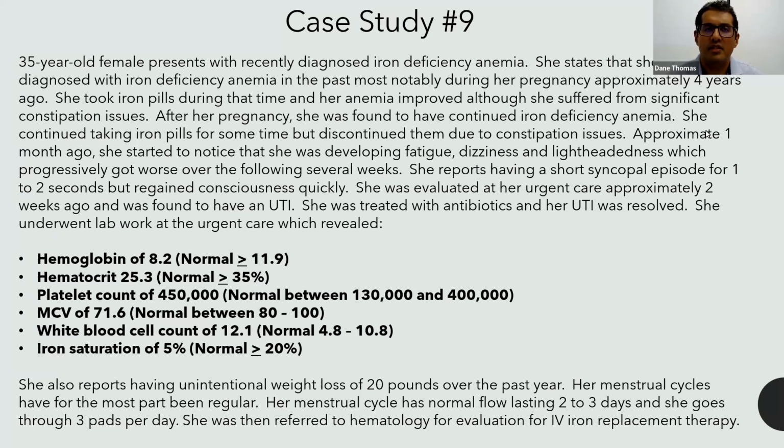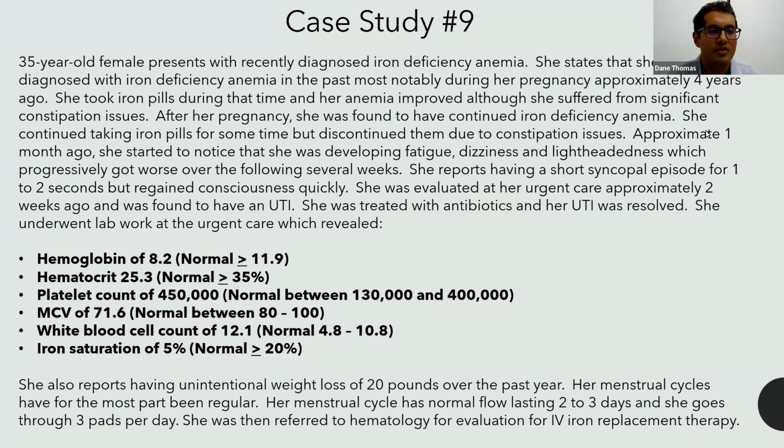So the last case study is one of my favorite case studies and one of my unforgettable patients. She is a 35-year-old female who presents with recently diagnosed iron deficiency anemia. She states that she has been diagnosed with iron deficiency anemia in the past, most notably during her pregnancy approximately 4 years ago. She took iron pills during that time and her anemia improved, although she suffered from significant constipation issues. After her pregnancy, she was found to have continued iron deficiency anemia. She continued to take iron pills for some time, but discontinued them due to constipation issues.